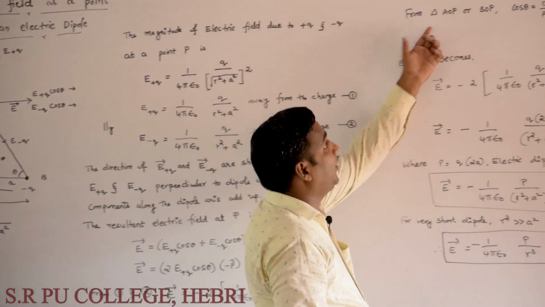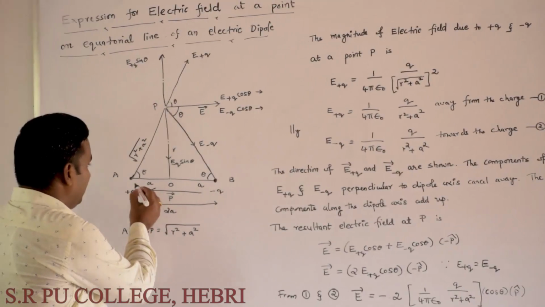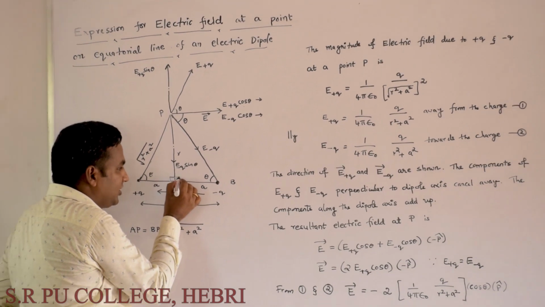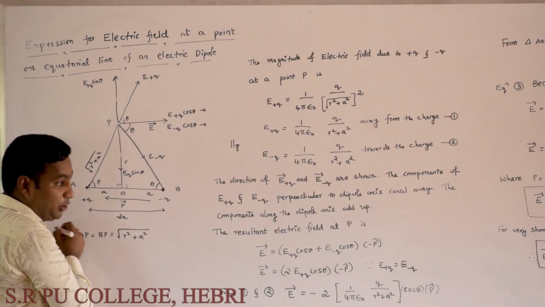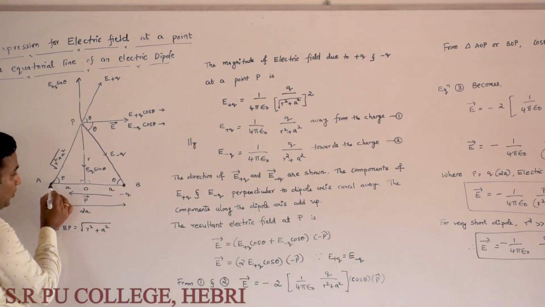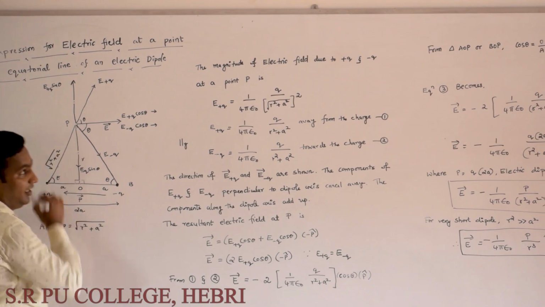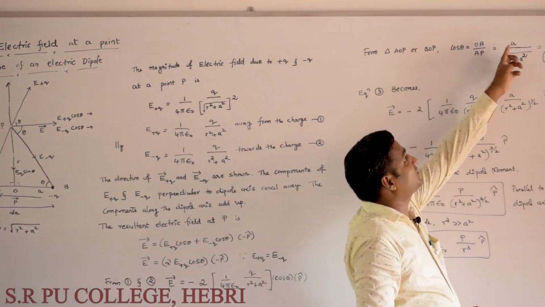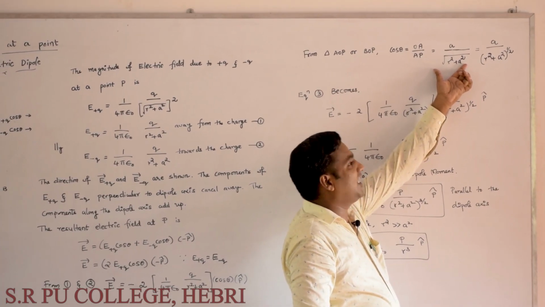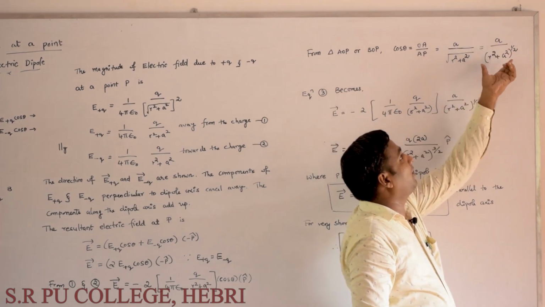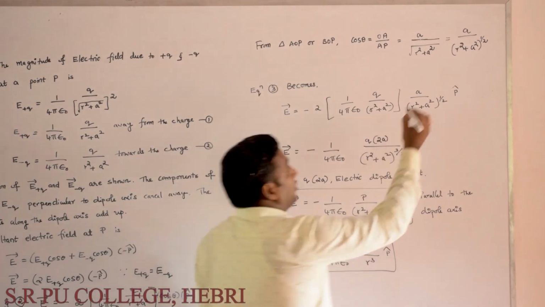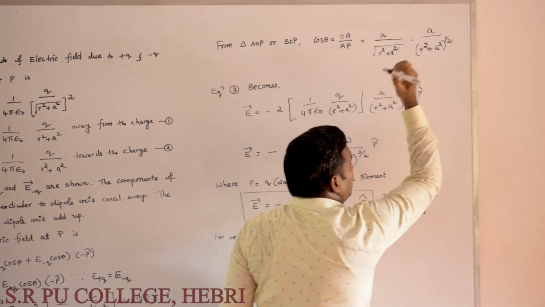From triangle AOP and BOP, the right angle triangles AOP and BOP, when you consider these two right angle triangles with angle theta, you will get the value for cos theta, where cos theta is equal to OA divided by AP. OA is taken as a in the diagram, and AP is the square root of a square plus r square. So cos theta is equal to a divided by r square plus a square power half.